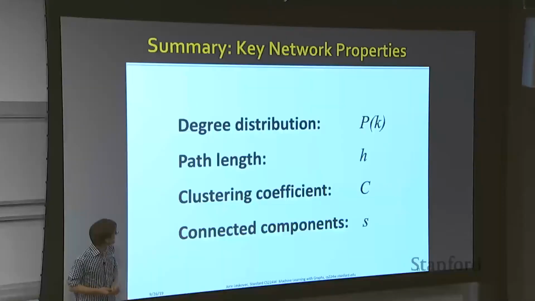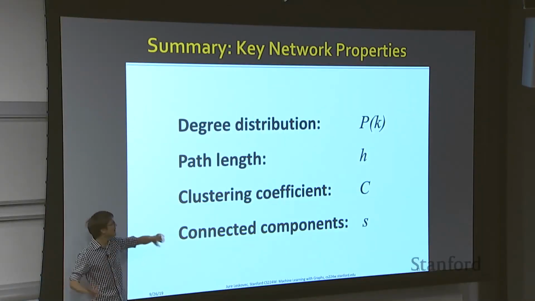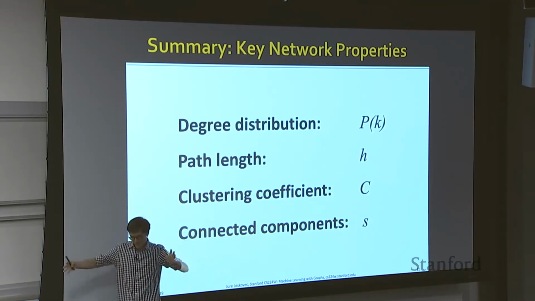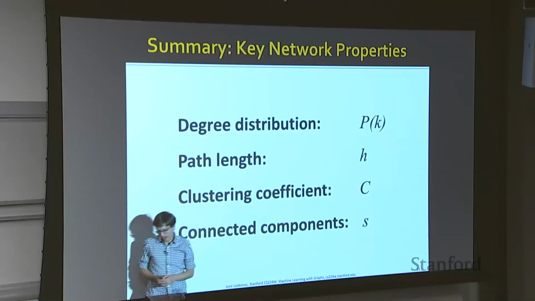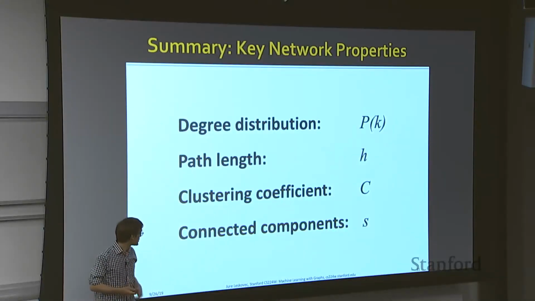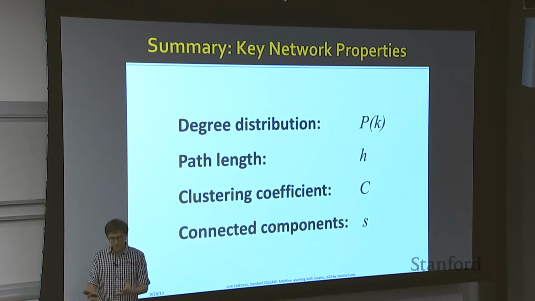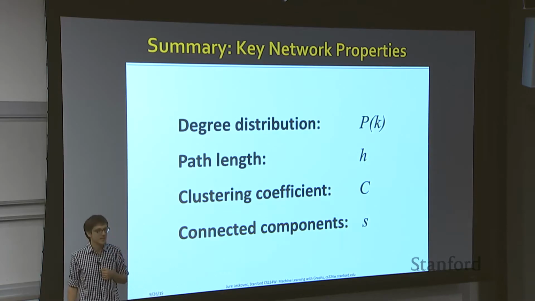Okay? So to summarize, I explained 4 things. We talked about this histogram of degrees called degree distribution. We talked about trying to estimate the diameter of the graph through the average shortest path length across the pairs of nodes. We talked about this concept coming from social network analysis called clustering coefficient. And then we also talked about trying to estimate how connected is the graph in terms of connected component sizes.